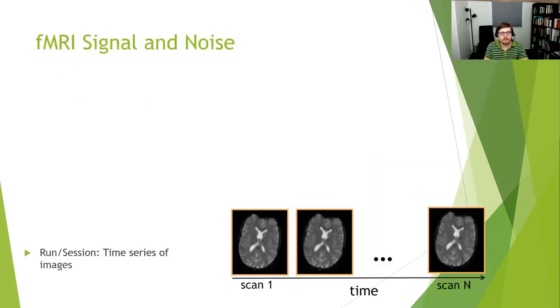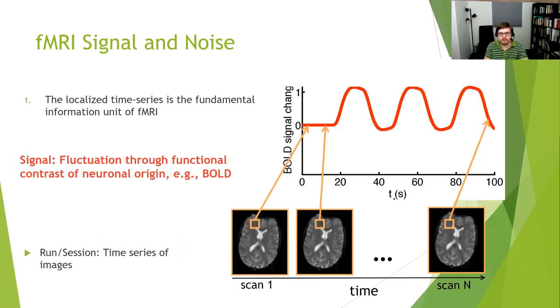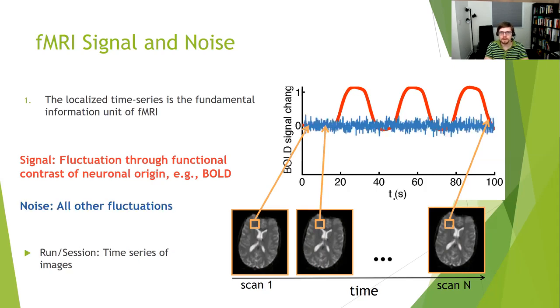What we learn from this exercise is that in order to identify fMRI signal and noise, we're typically looking at regional fluctuations in the time series. So one could argue that the localized time series is the fundamental information unit of fMRI. And if we look at, for example, one voxel in the brain in this time series, we typically distinguish signal, which is fluctuation through functional contrast of neuronal origin, like BOLD, from noise, which is all other fluctuation in this voxel.